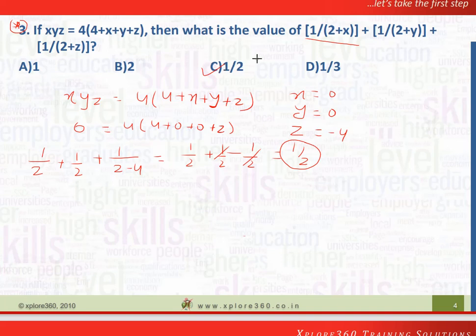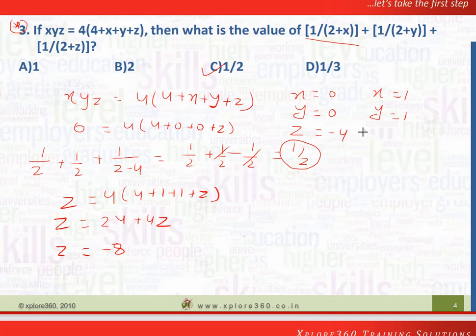Now you have to cross check it. Cross check it why? Because we just put the value, right? So put x equals 1, y equals 1, and now put it in this equation. So z equals 4 into (4 plus 1 plus 1 plus z). Now to find z, you have to solve this equation. So z equals 4 plus 2, 6, 6 4s are 24, plus 4z. So z equals minus 8.